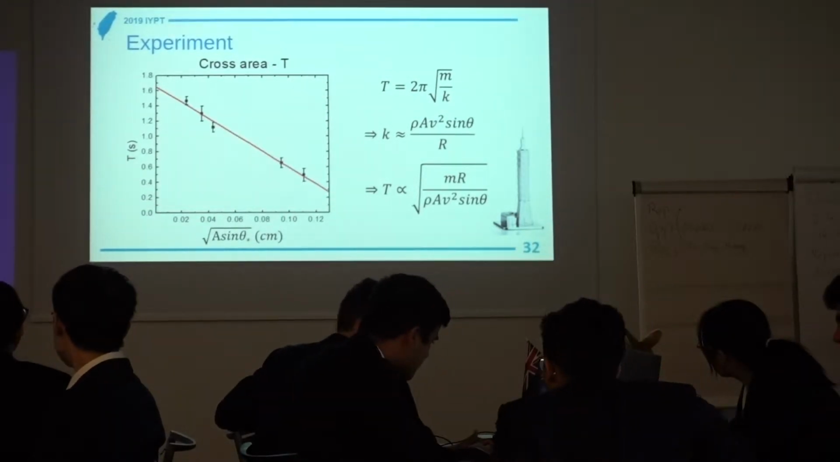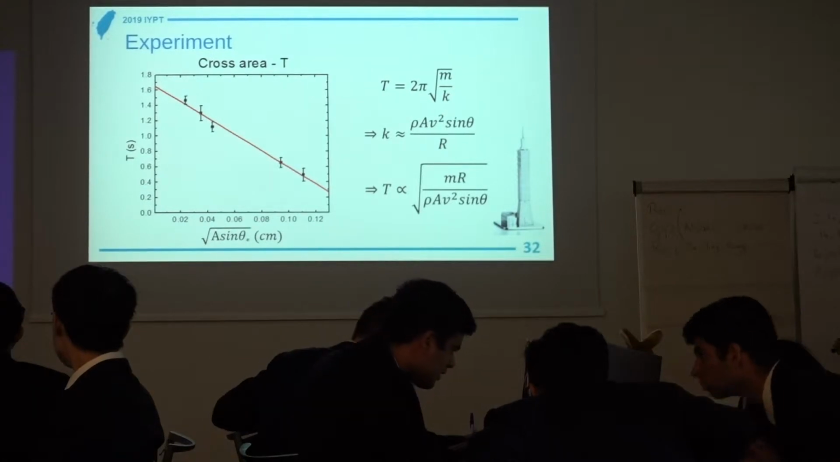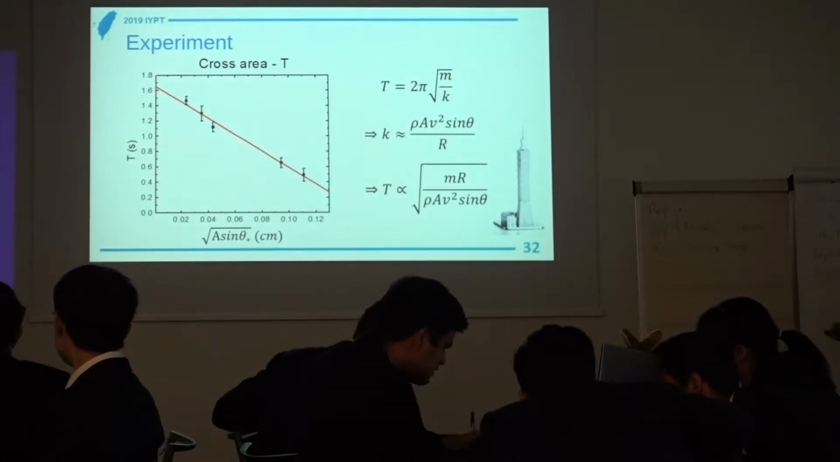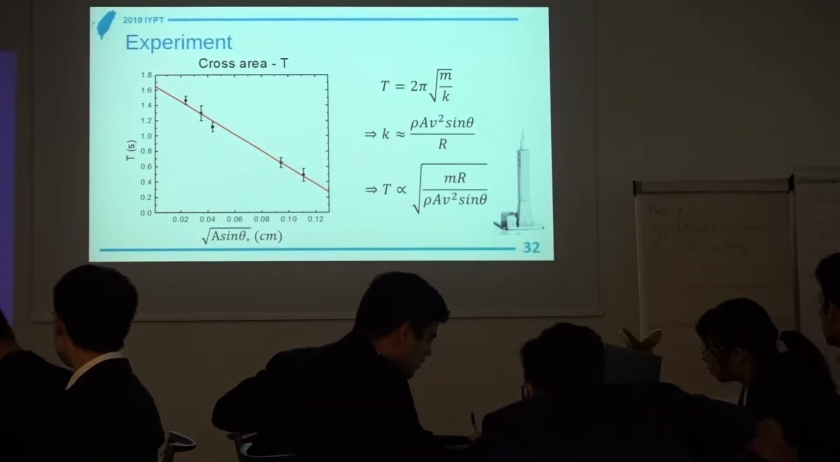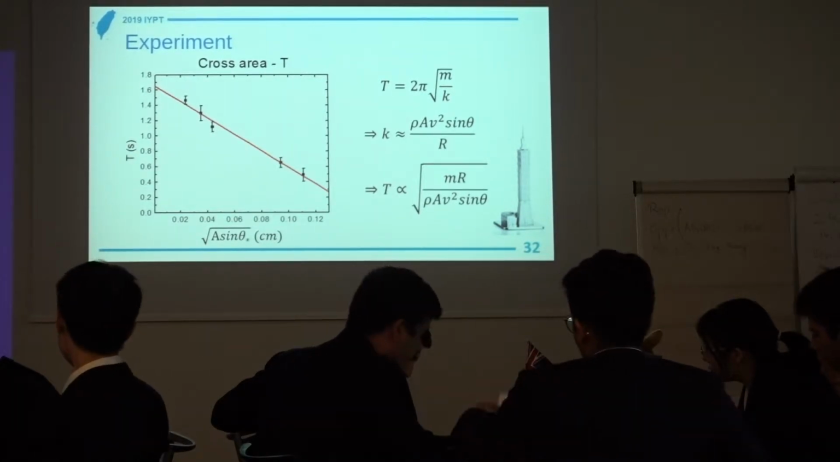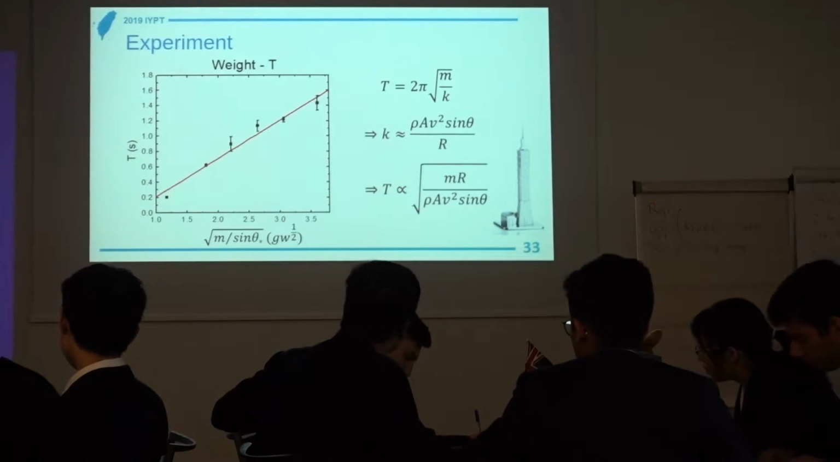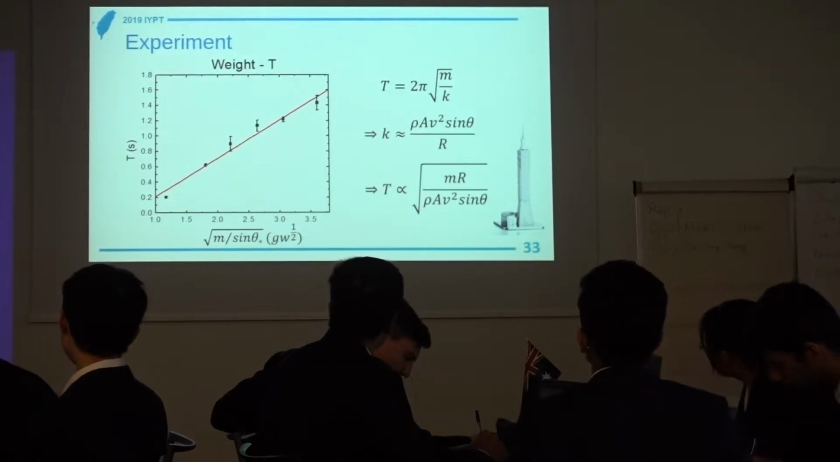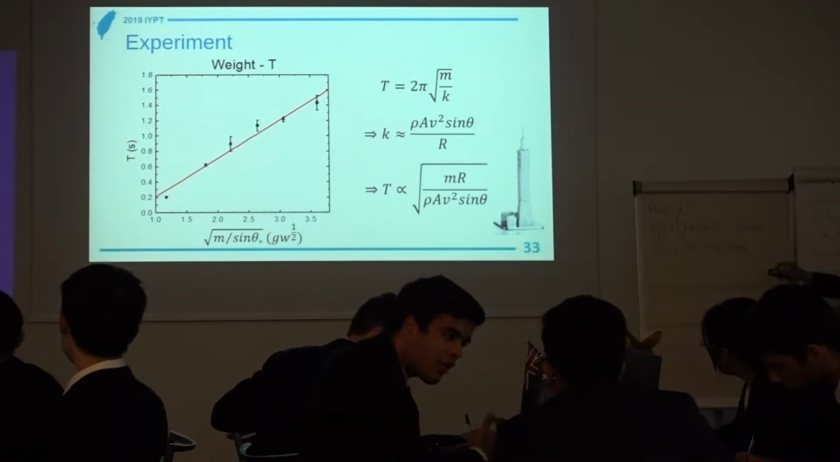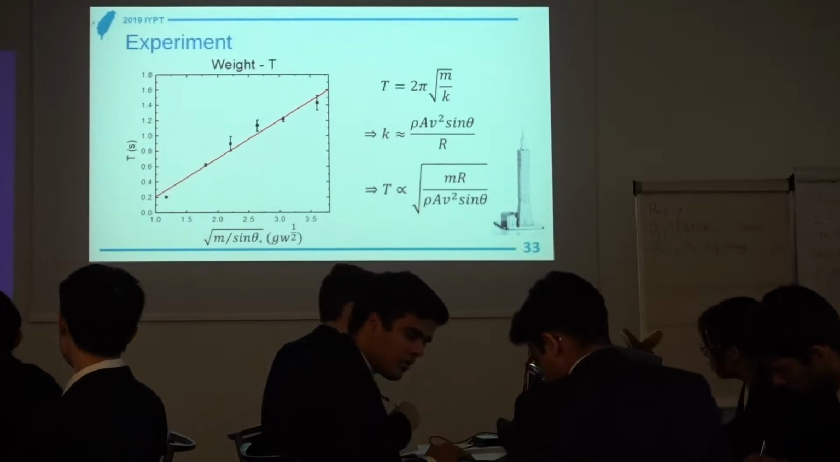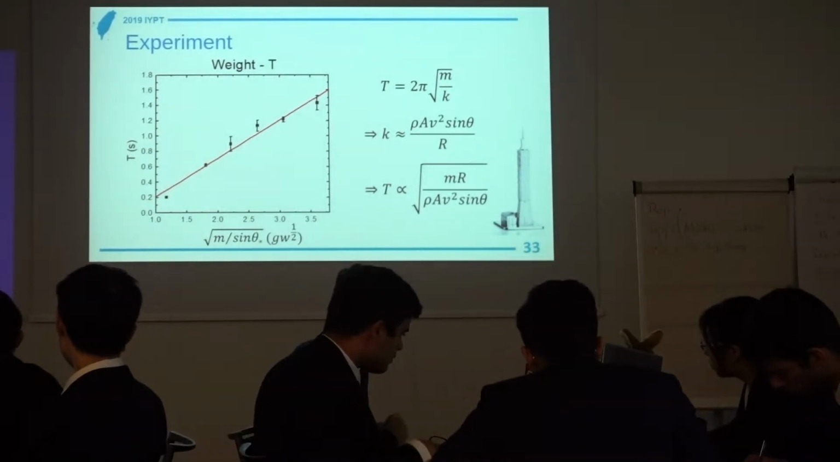And here we change the cross-section area. In our experiment we control sin theta and the cross-section area, and there is also a linear relationship between the cross-section area and the period. Here we change the weight, so the square root of m over sin theta compared to the period is also a linear relationship.